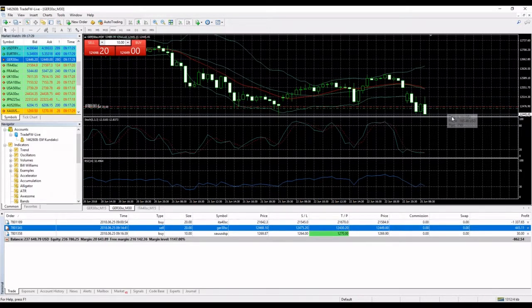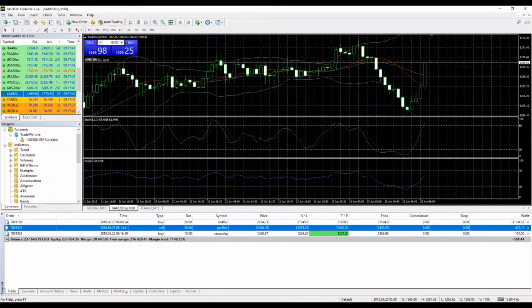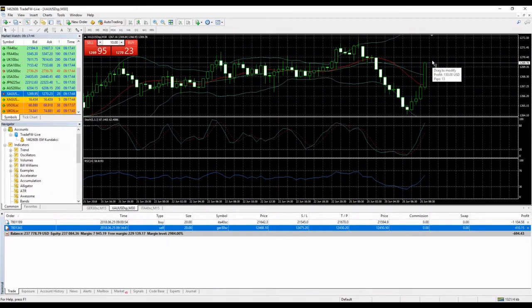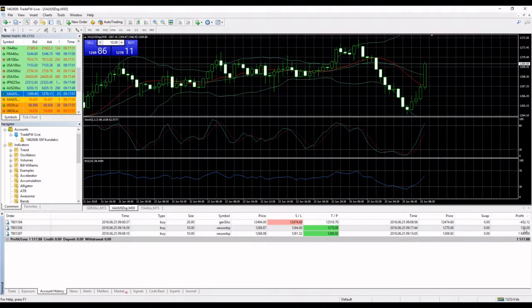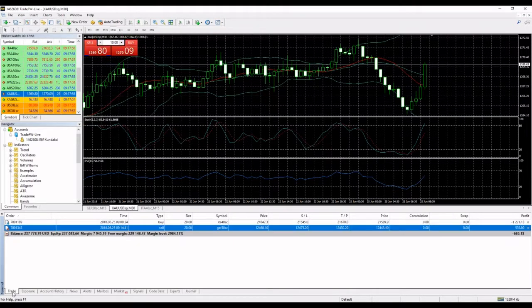Let me see. Gold position. Where is gold? Oh, it hit already. Also, gold hit again. We put our take profit quite tight. We made another $130 on gold. DAX is also quite good, going with $550.